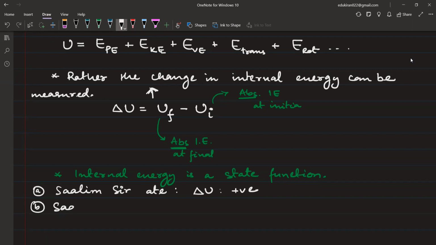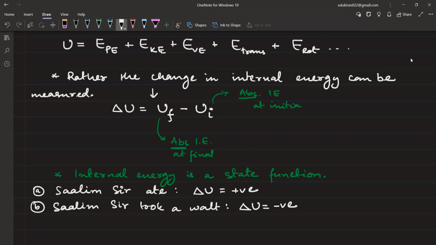बी केस में, टुक अ वॉक. अब यहाँ पे क्या होगी? मेरी एनर्जी तो कम हो जाएगी, राइट? माय फाइनल स्टेट विल बी हैविंग लेस एनर्जी, एंड दैट इज व्हाई द साइन विल बी व्हाट? व्हाट विल बी द साइन ऑफ डेल्टा यू? नेगेटिव. ठीक है? तो हमारे पास डेल्टा यू की जो वैल्यू आएगी वो नेगेटिव में होगी.